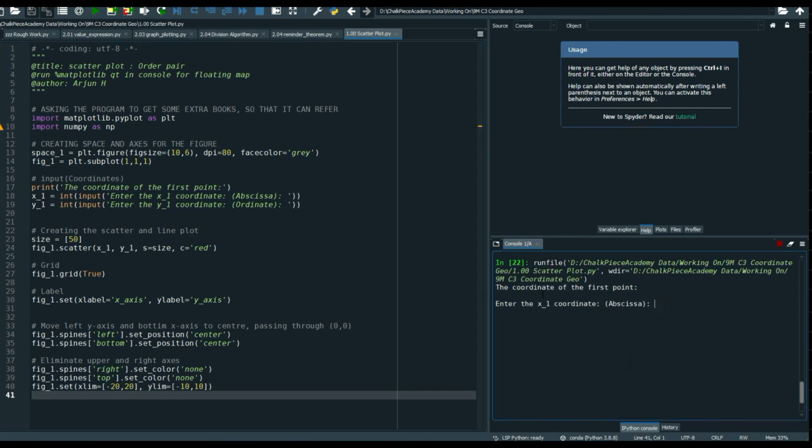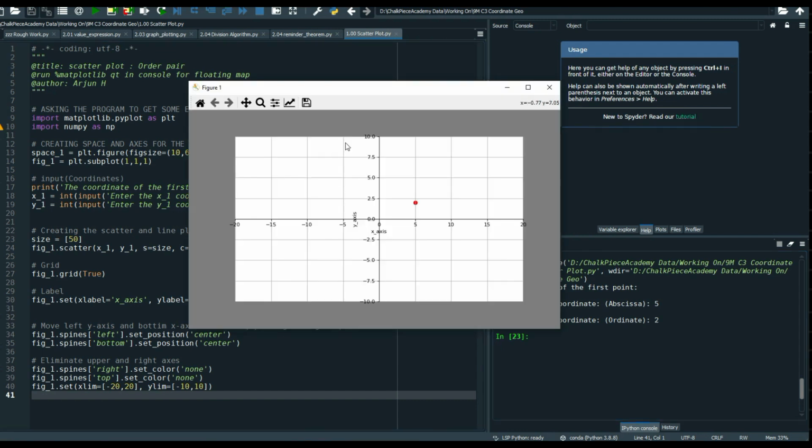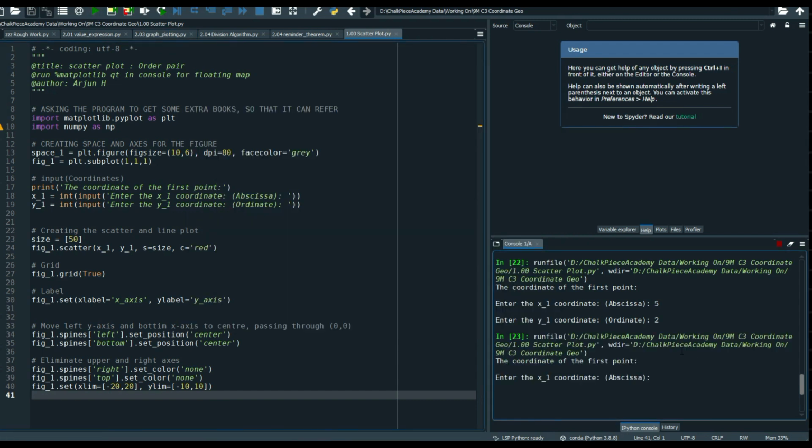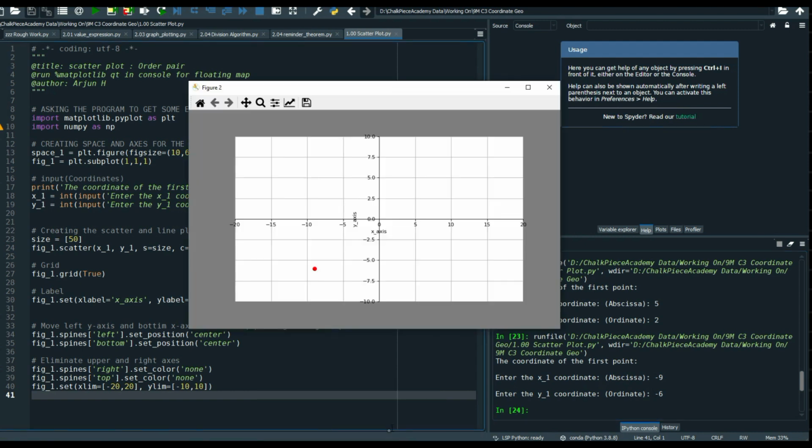So we have the coordinate of the first point. If I give say 5, 2, which quadrant do you think it will be in? Both are positive, so it will be in first quadrant. Next, say -9, -6, both are negative. So negative in the abscissa is left, in the ordinate negative means down, so it has to be third quadrant.